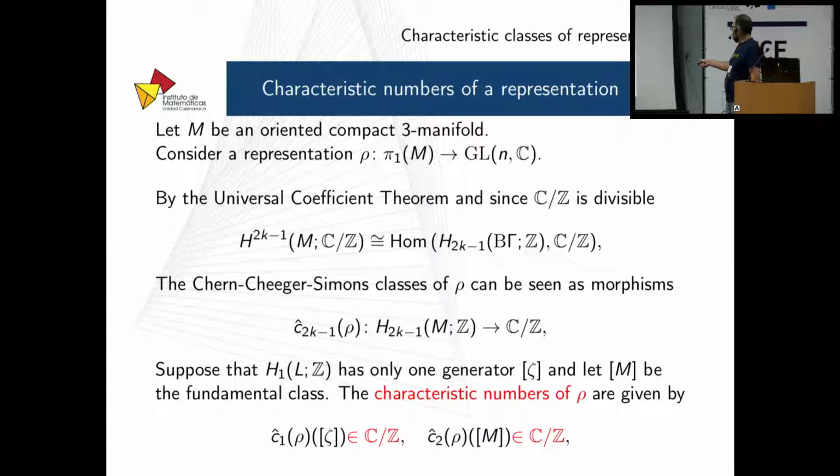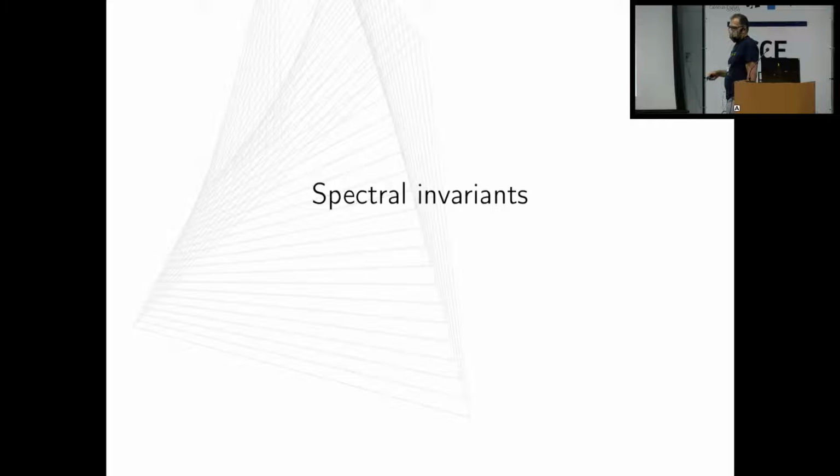Now we assume that the first homology group of M has only one generator, and suppose we are given M's fundamental class in H3. So we can define characteristic numbers. The first Cheeger-Chern-Simons class evaluated on the generator of H1 gives us a number here, and the second Cheeger-Chern-Simons class, which lives in the third cohomology group, evaluated on the fundamental class in the third homology group, gives us a number here. So we have just two numbers, because we are restricting to dimension 3. Okay, so this is basically the first invariant I am going to be using. This is on the side of representations.